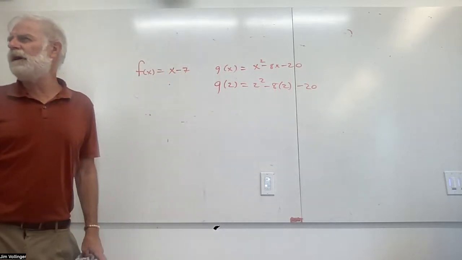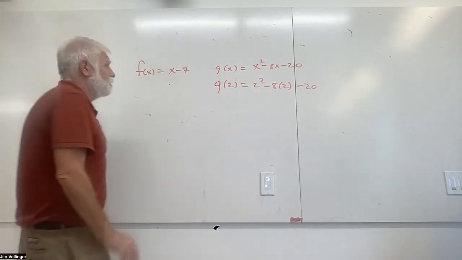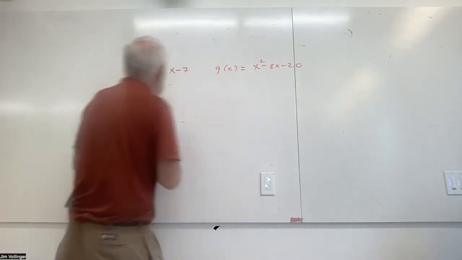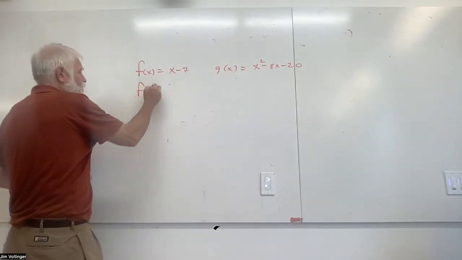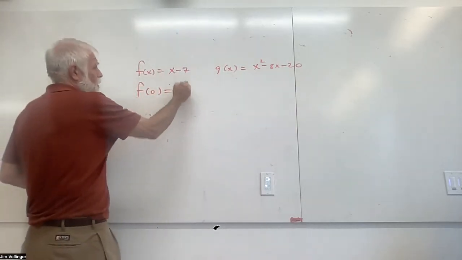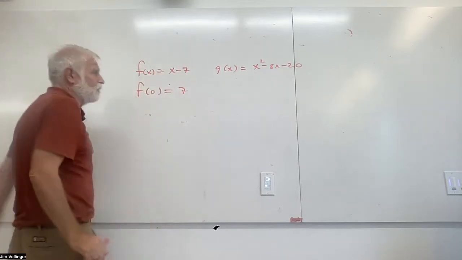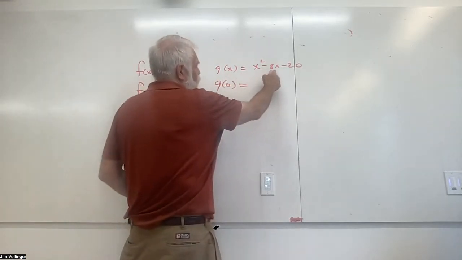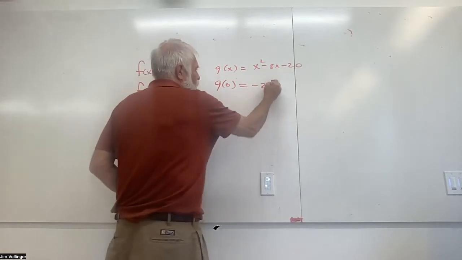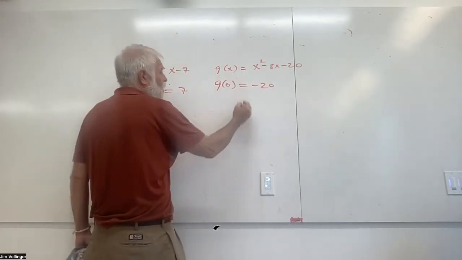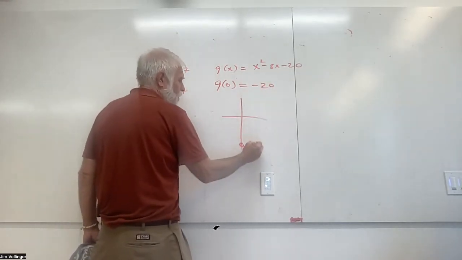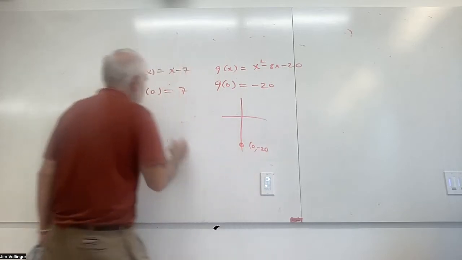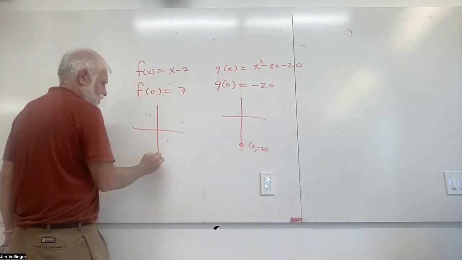Then we're doing the y-intercepts. All right, so what are the y-intercepts? Well, that means you're going to plug in 0, you get a 7. So the y-intercept of this is 0, 7. Over here, the y-intercept of this is, plug a 0 in, the first 2 terms cancel, minus 20. So this graph goes through 0, negative 20. And this graph goes through 0, 7.